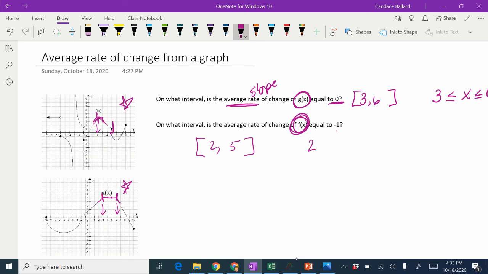Or in inequality notation, we do 2 less than or equal to x less than or equal to 5.